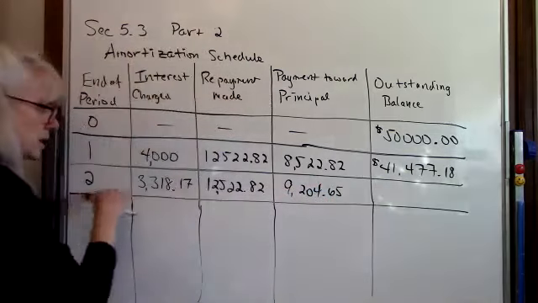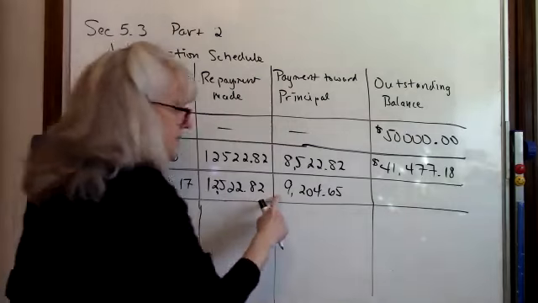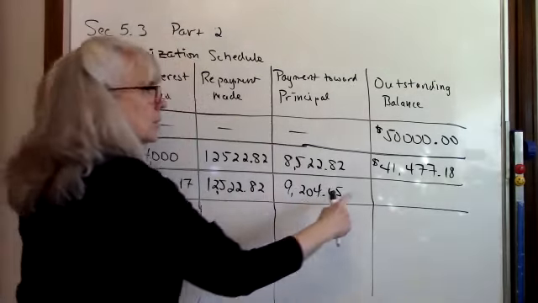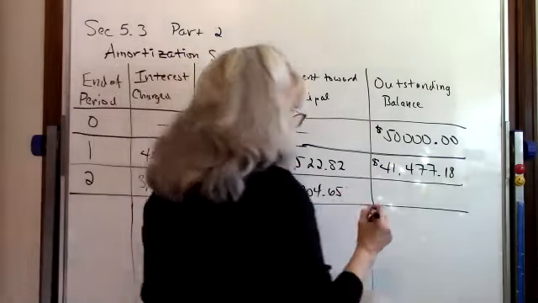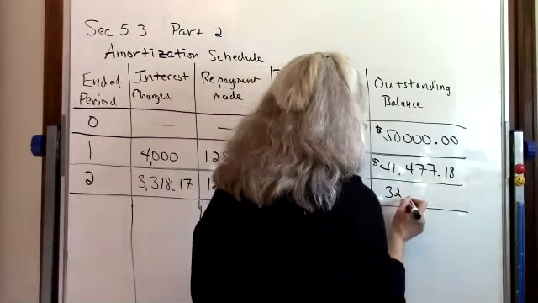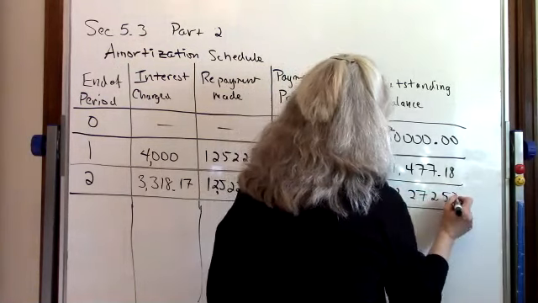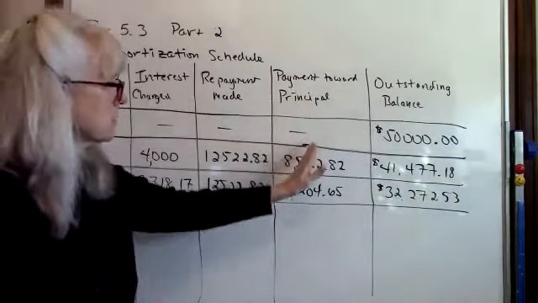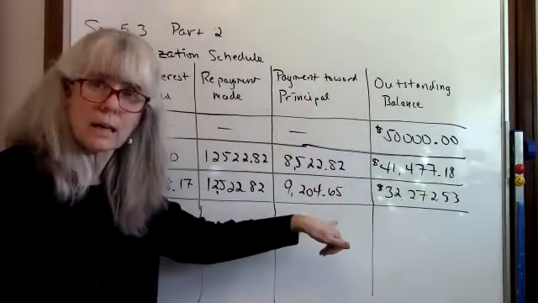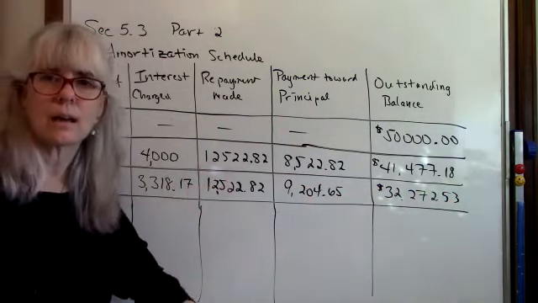So this year, year 2, $3,300 is going towards interest. $9,000 is going on the principal. So we're going to take this 41,000 and subtract this 9,000 off. And if we do that, we get 32,272.53. So you can see that the amount going towards the principal is increasing slightly each year, and the amount going to interest is decreasing slightly each year.